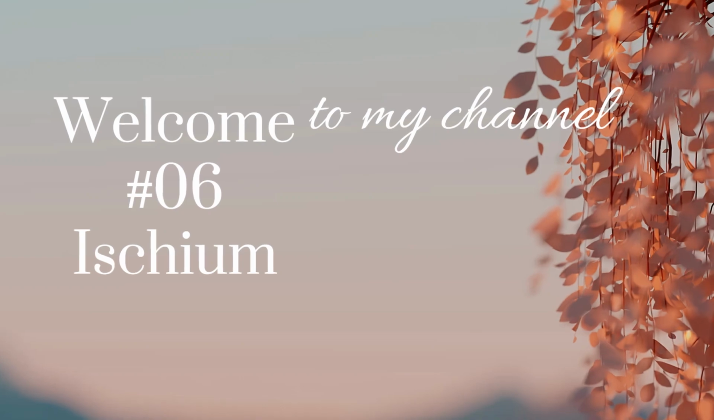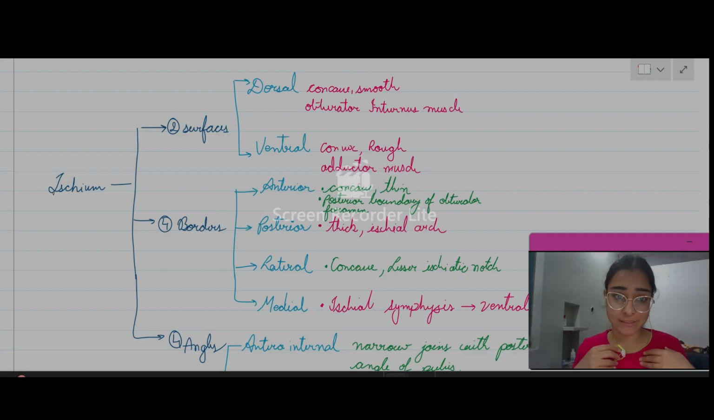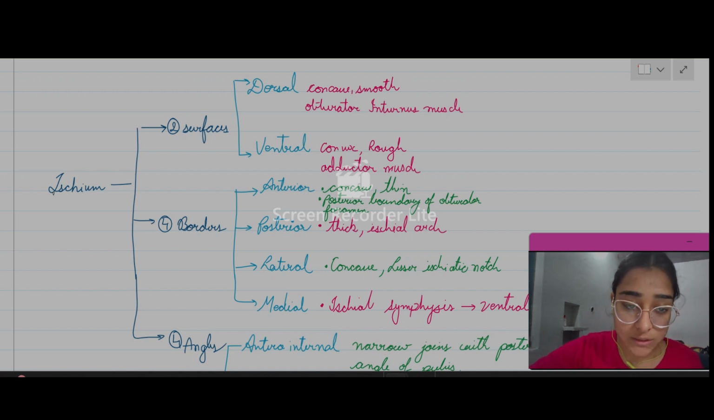This is Ischium Simplified. So let's begin with the topic Ischium. So ischium is a roughly quadrilateral plate of bone which is situated behind the pubis and forms the most part of the pelvic floor. It has got two surfaces, four borders and four angles.